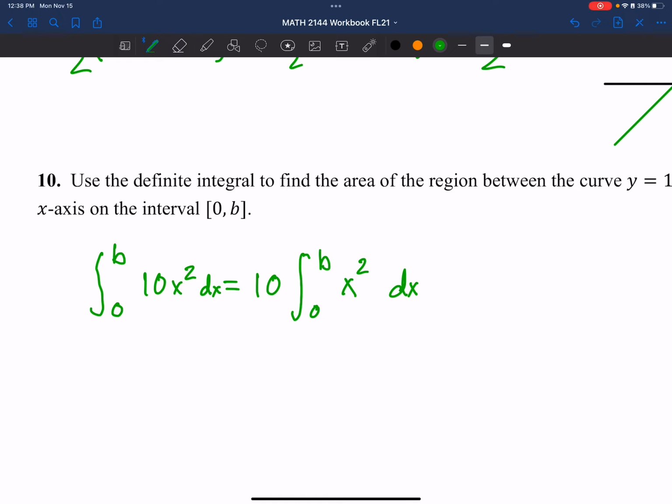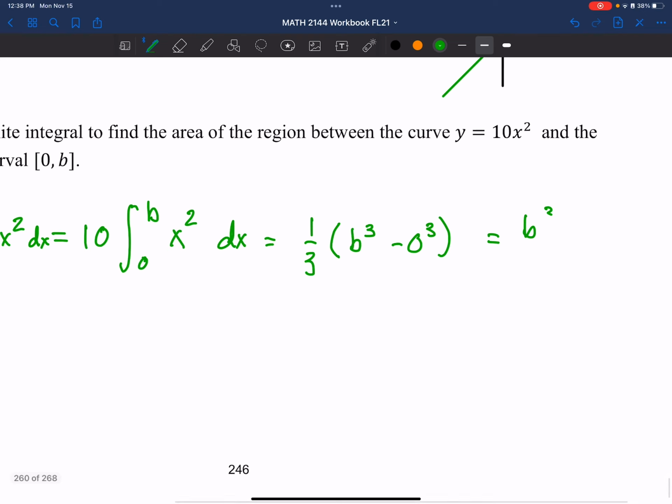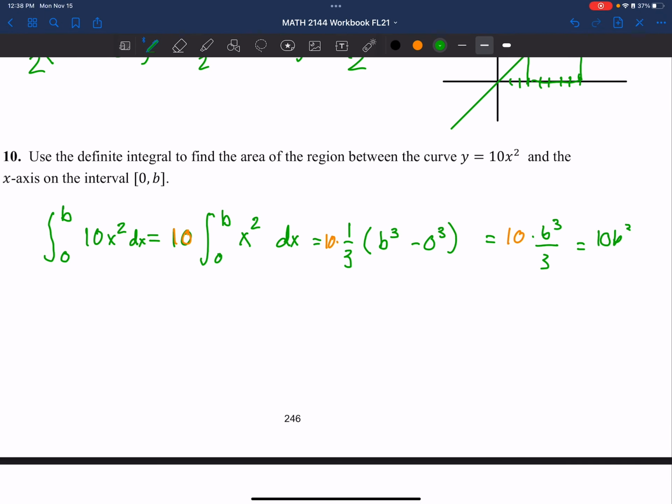It's indicating what your variable is. So we have the formula above. It's going to be 1/3 times b cubed minus 0 cubed, which is just going to be b cubed. Oh man, I keep making little mistakes. Don't forget this 10 needs to come along. So that would be 10 times b cubed over 3, or 10b cubed over 3. But again, all of this is a conversation about area under the curve. Any questions on these three examples?